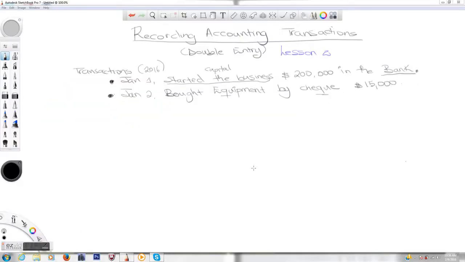We're on to our second lesson in double entry. We have two accounting equations there we're going to record together. The first one says, on the 1st of January, started the business with $200,000 in the bank. Remember that every transaction affects at least two accounts.